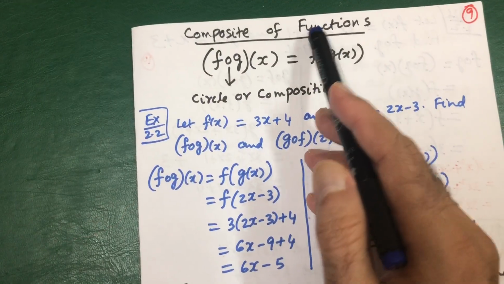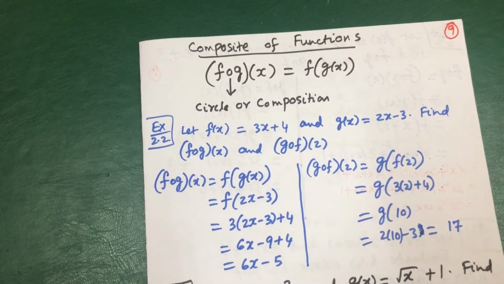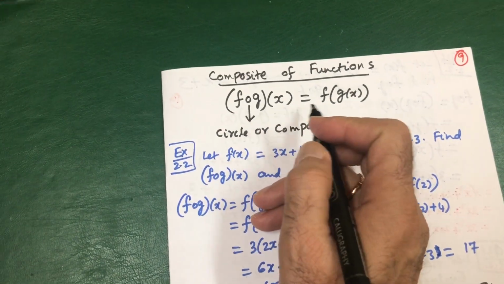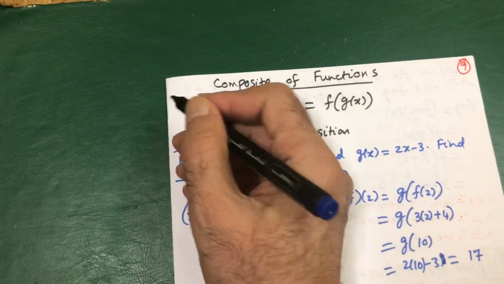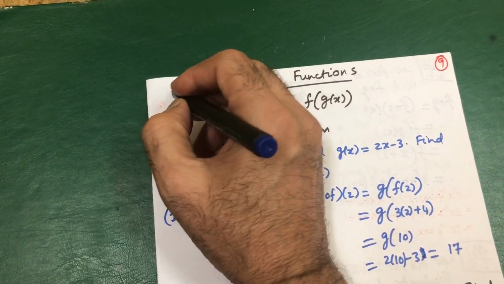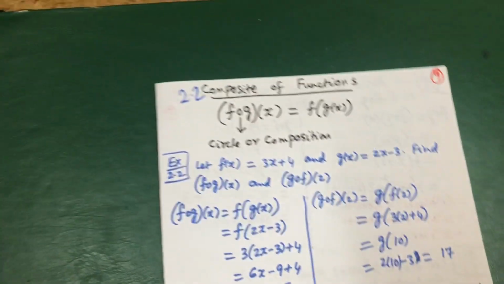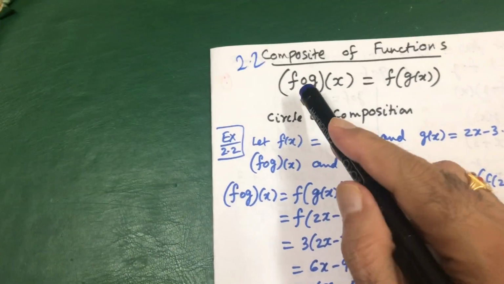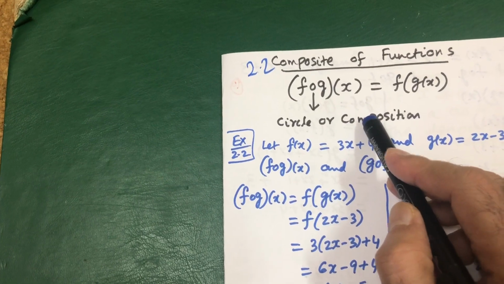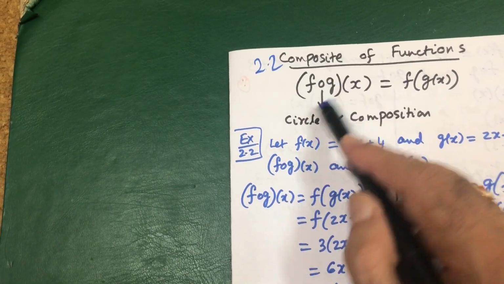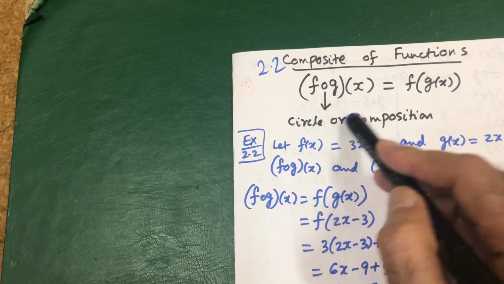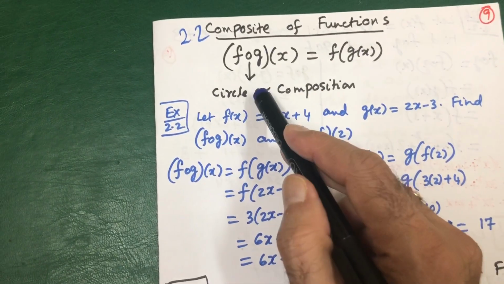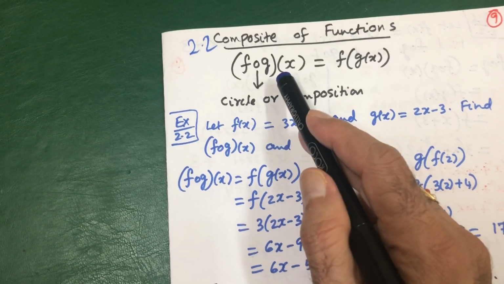It is composite of functions. Composite or composition of two functions. F circle g at x is defined to be f of gx. So this is 2.2. You should read it as circle or composition: f composition g at x, or f circle g at x. Either way it's okay. Composition is the more correct word, but we read it as f circle g. It doesn't matter much as long as you don't go wrong in it.